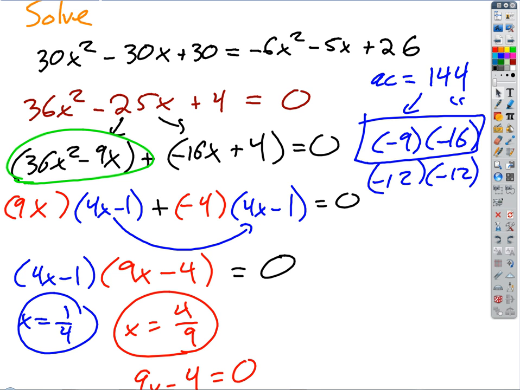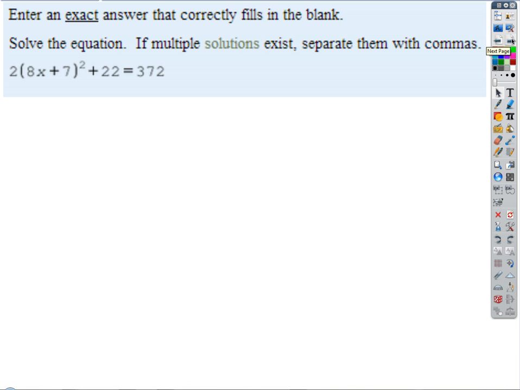And then it would have said if there are multiple solutions, separate them with a comma. Okay? All right, so what about one like this? What's our strategy here? To isolate x. Good, isolate x.